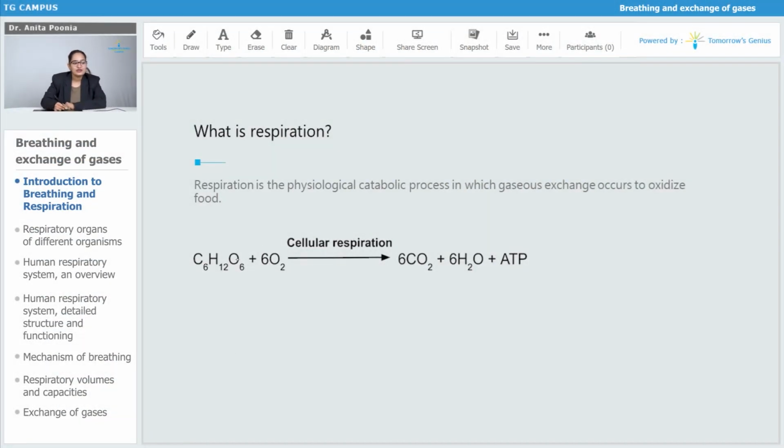So this is the reaction which is represented for respiration. C6H12O6, that's the glucose molecule, reacts with oxygen molecule in the cell. So basically this entire setup is taking place in the cell. So this is cellular respiration. So what is the resultant? After oxidation of the glucose molecule, you see 6 CO2 plus 6 H2O plus ATP, meaning carbon dioxide, water vapor, and adenosine triphosphate, that is the energy, released at the end of this process.